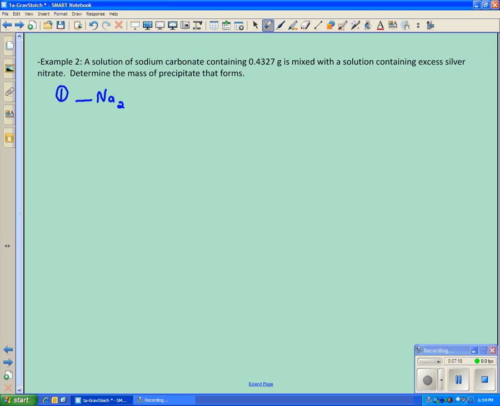Sodium carbonate is Na2CO3, and that's a solution, so we can write aqueous for the state. And that's mixed with a solution that contains silver nitrate. That's AgNO3. We have 2 compounds in solution, so this must be a double replacement reaction. So Ag2CO3 is one of our products, and the second one will be NaNO3, sodium nitrate.